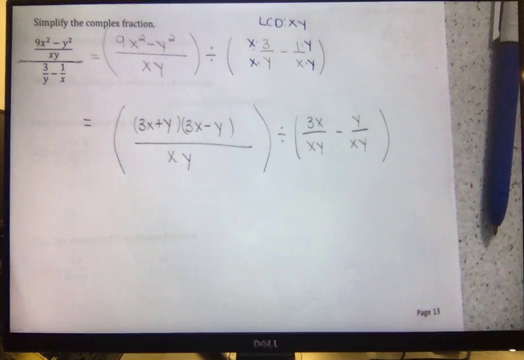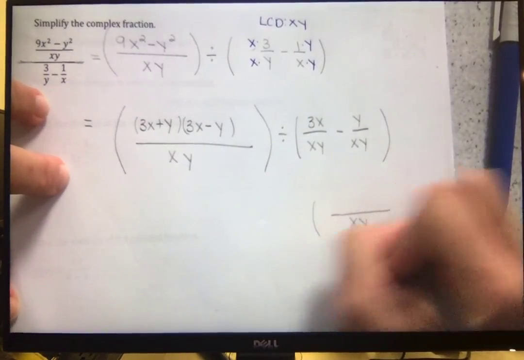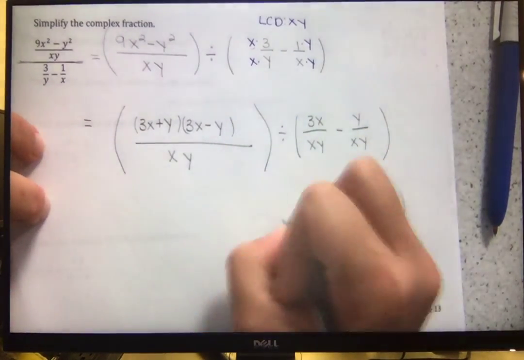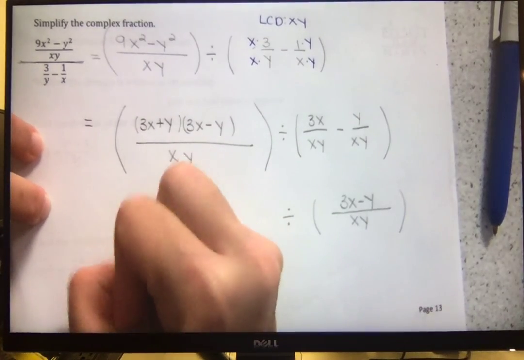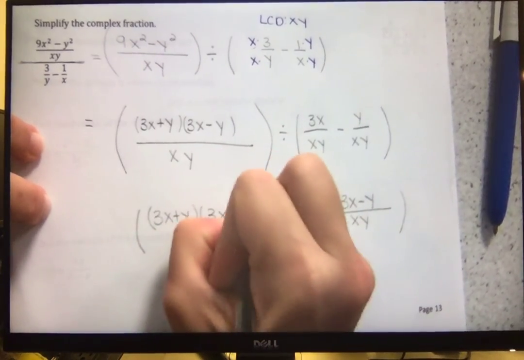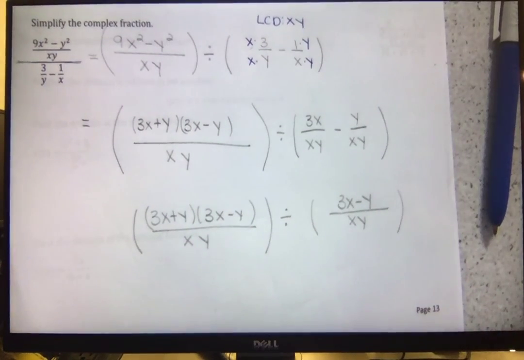Now they are like terms. Now they are both over xy. So you can rewrite it as one big fraction all over xy. So 3x minus y all over xy. So now bringing our two pieces together, we have 3x plus y times 3x minus y all over xy divided by 3x minus y all over xy. So I can't do anything else inside the parentheses.